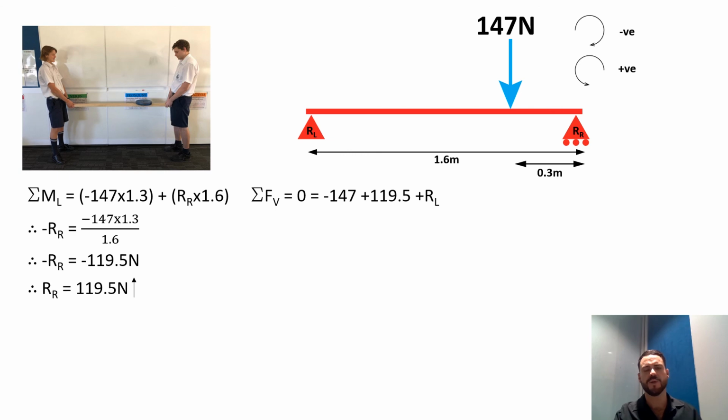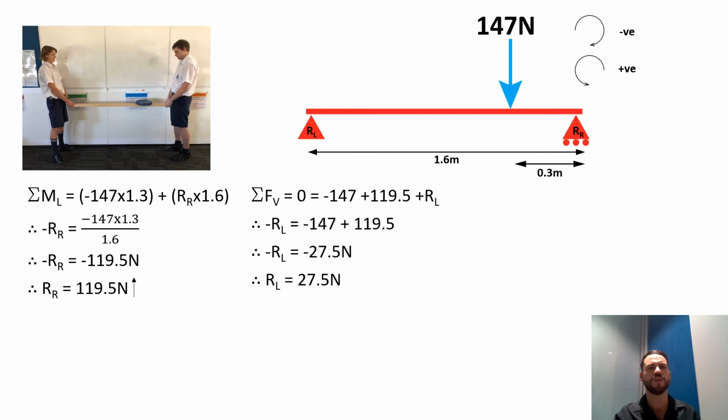We then go through and find out what Tom is holding. We can substitute in exactly the same way as we just did before. We've now got negative 147 plus 119.5 plus reaction left, which is Tom, so negative reaction left equals negative 147 plus 119.5 equals negative 27.5. The negatives cancel each other out, so therefore Tom is supporting 27.5 newtons of mass.